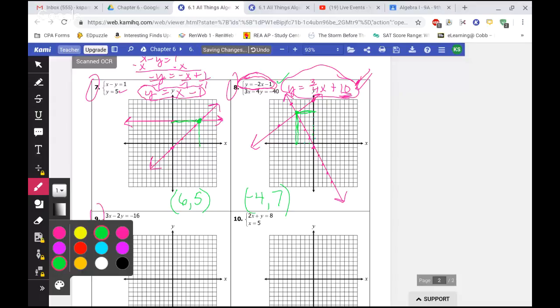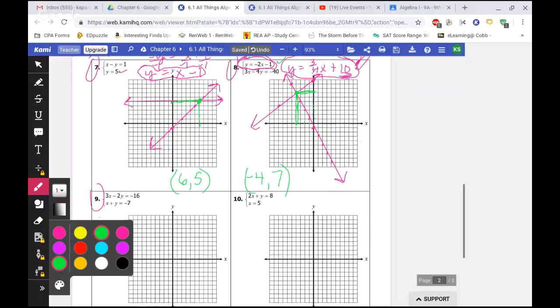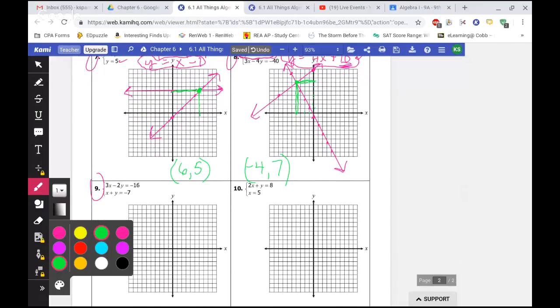Is that making more sense to you guys? Does it help that I drew the little right angle? Yes, ma'am. Okay.